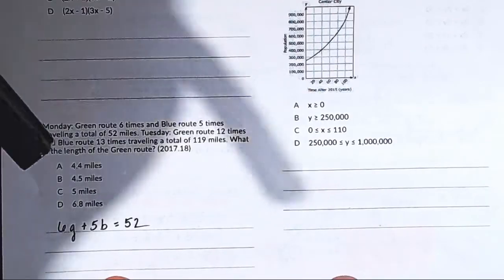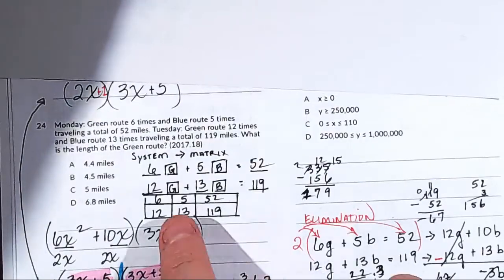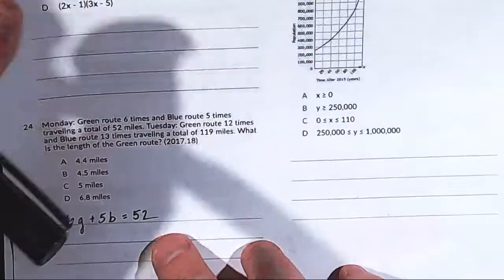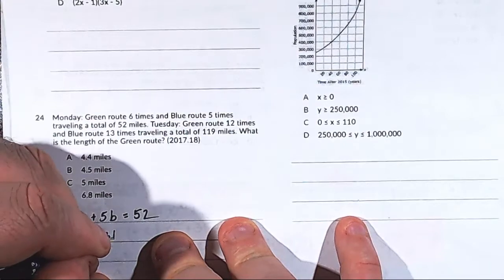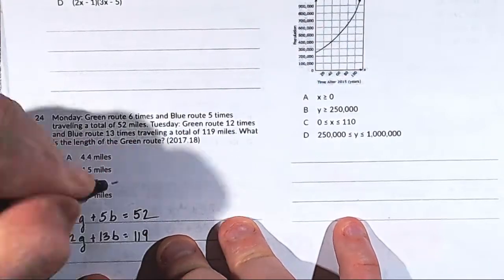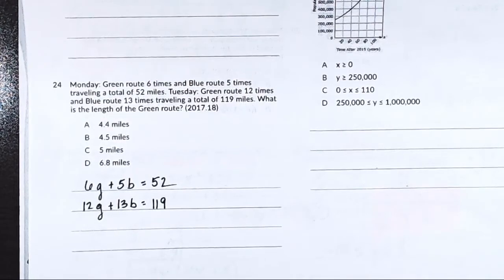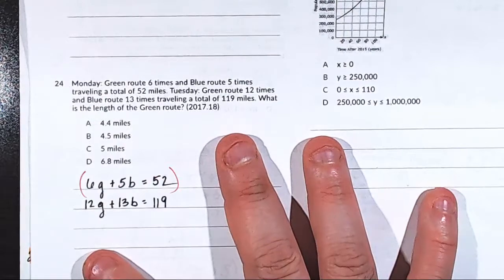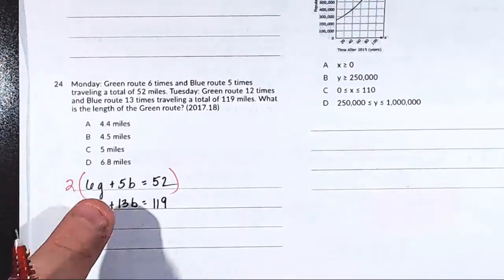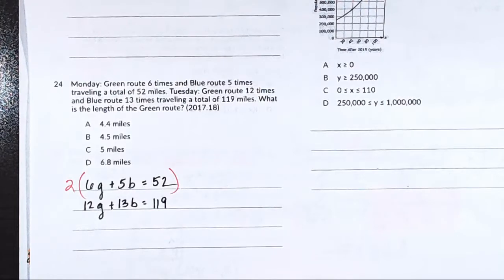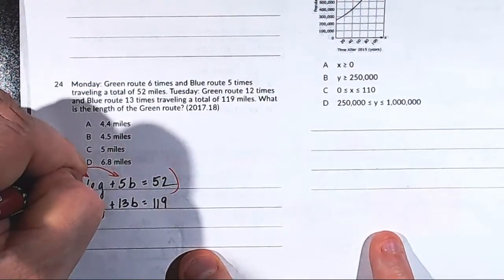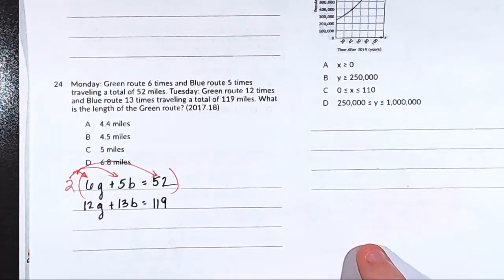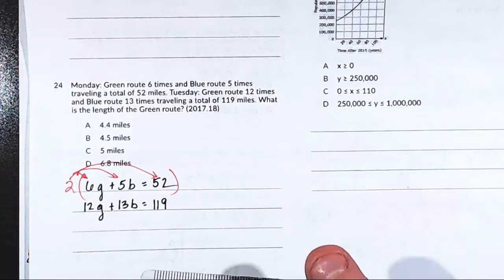And then I've got 12g plus 13b equals 119. And if we're going to solve this using elimination by subtraction, we need to multiply all the terms in the top equation by 2. So we distribute the 2, right? And this time we're really going to make sure that we do it correctly.